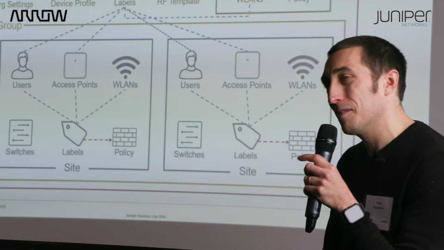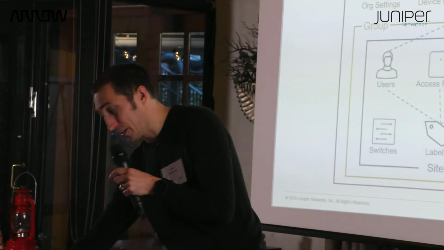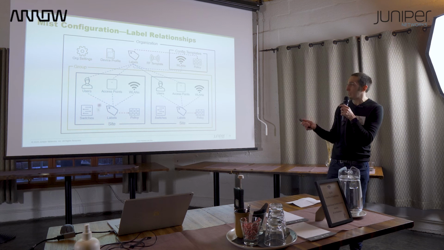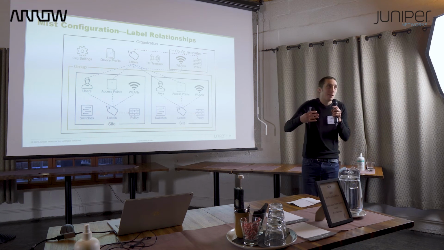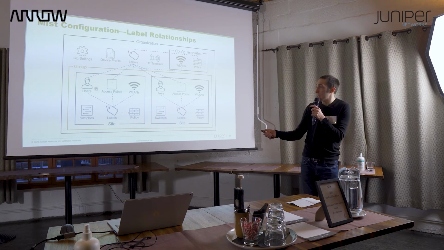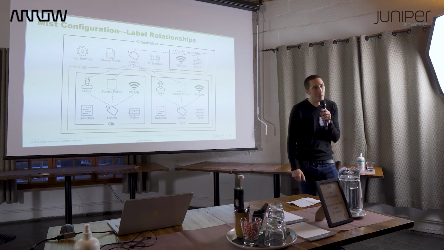Before we talk about policies, I'll quickly show you this slide. One of the objects that we can configure inside Mist is something called labels. And here's labels. We get organisation level labels and site level labels. What is a label? Well, a label can refer to things within the Mist organisation. It can refer to users, access points, wireless LANs.